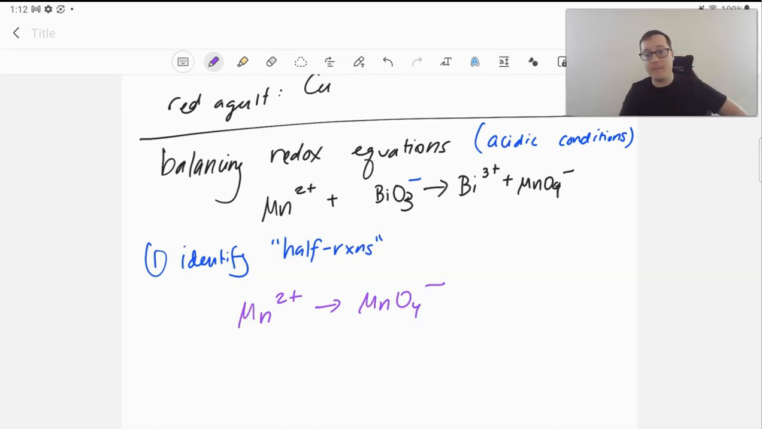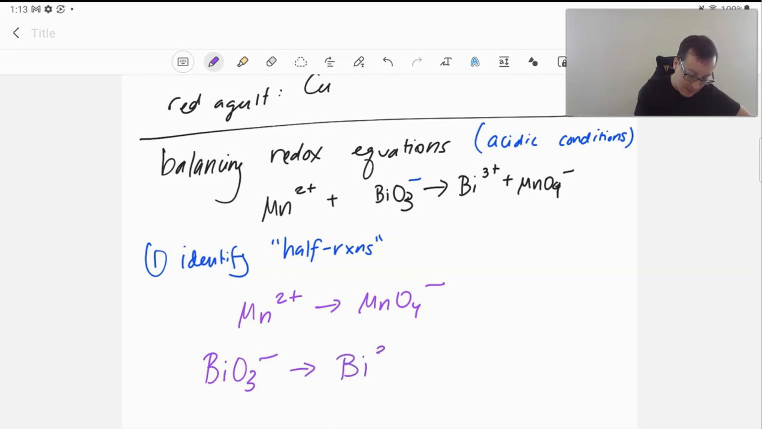We don't care about hydrogen and oxygen and all that. We only care about the things that are being oxidized and reduced. Generally those are easy to see, just like you could identify acid-base pairs, or like, what's the acid, what's the base in a reaction? If you've got manganese on one side and manganese on the other and it's not a spectator, then that's going to be one of your half reactions. In this case, the other one is going to be the bismuth one. So we have this bismuth polyatomic ion turning into bismuth 3+. Those are your half reactions.